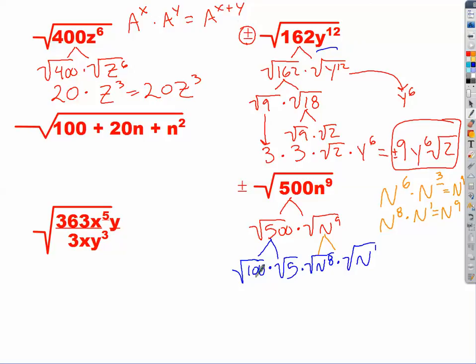Well, what is the square root of 100? Oh, sorry, the square root of 100 is not n. It's 10. I'm going to look at my other perfect square factor. What is the square root of n to the 8th? 4. So it's n to the 4th. I can't simplify the square root of 5. I can't simplify the square root of n. So what is the square root of 5 times the square root of n? Square root of 5n. And that is my answer.